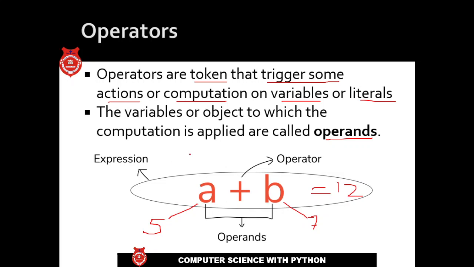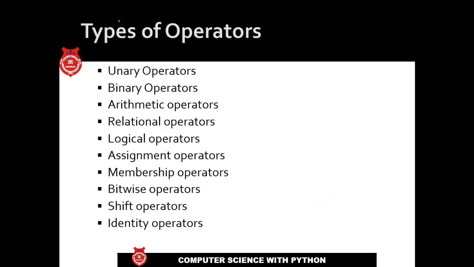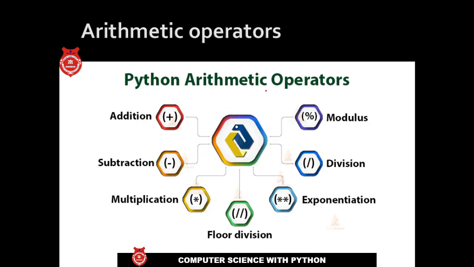We are going to learn different types of operators, like unary operators and binary operators. Unary operators work on only a single operand. Binary operators work on two operands. We have arithmetic operators, relational operators, logical operators, assignment operators, membership operators, bitwise operators, shift operators, and identity operators. We are going to study all these in detail one by one. Now let's start.